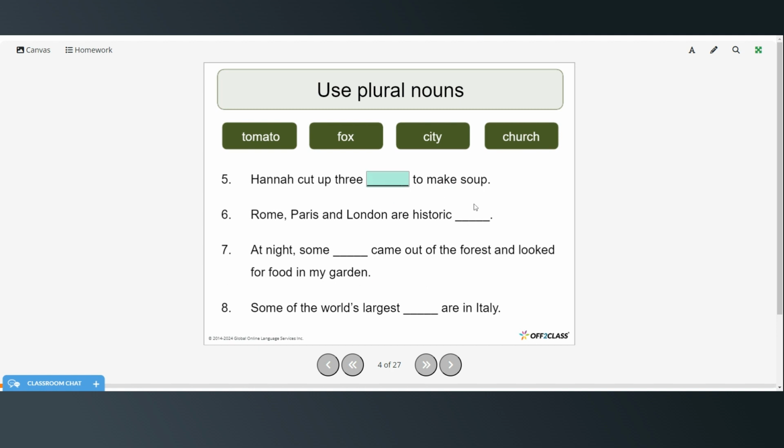Here are a few more. Again, pause the video, try these on your own, and then restart when you're ready to check your answers. Hannah cut up 3 tomatoes to make soup. Rome, Paris, and London are historic cities. At night, some foxes came out of the forest and looked for food in my garden. And some of the world's largest churches are in Italy.